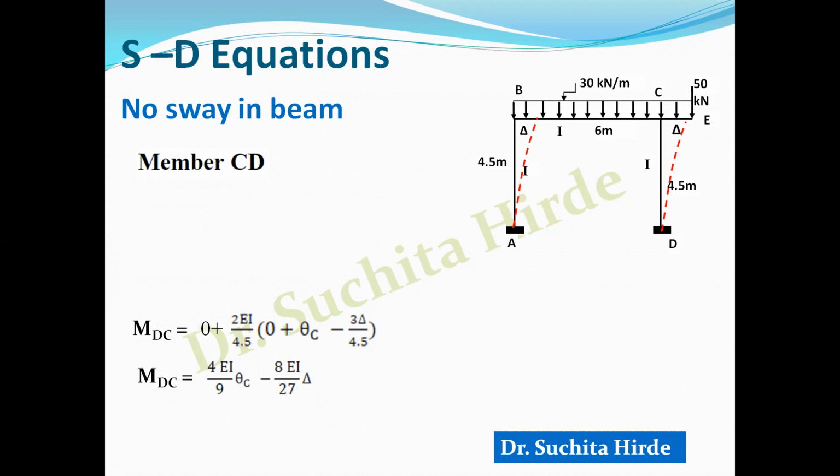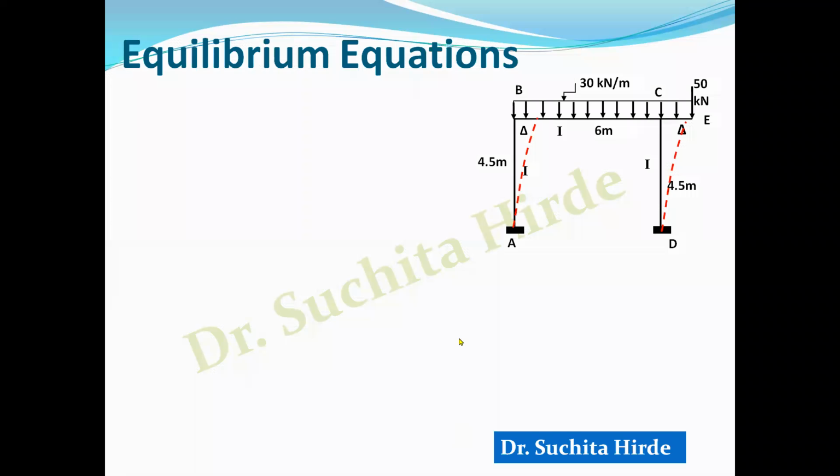Next is to write the equilibrium conditions. In this case there are 3 unknowns, theta B, theta C and delta. Therefore, to solve these 3 unknowns we will need 3 equations. So we write equilibrium equations where thetas are unknown, for example, here at B and C. At B, the equation is MBA plus MBC is equal to 0. At C, MCB plus MCD plus MCE is equal to 0. Here you have to consider this overhanging part. So the first equation is MBC plus MBA is equal to 0, and the second equation is MCB plus MCD plus MCE is equal to 0. First we will write these two equations and then we will see how to write the third equation.